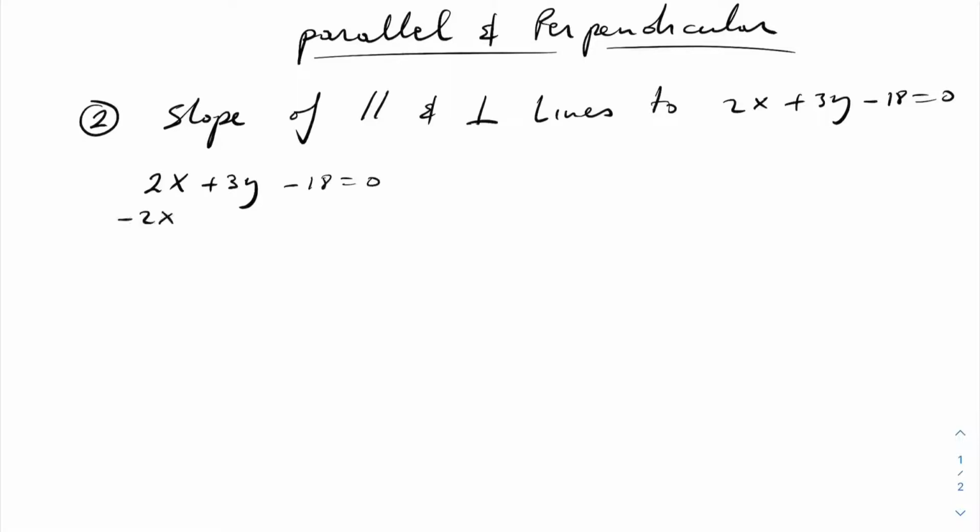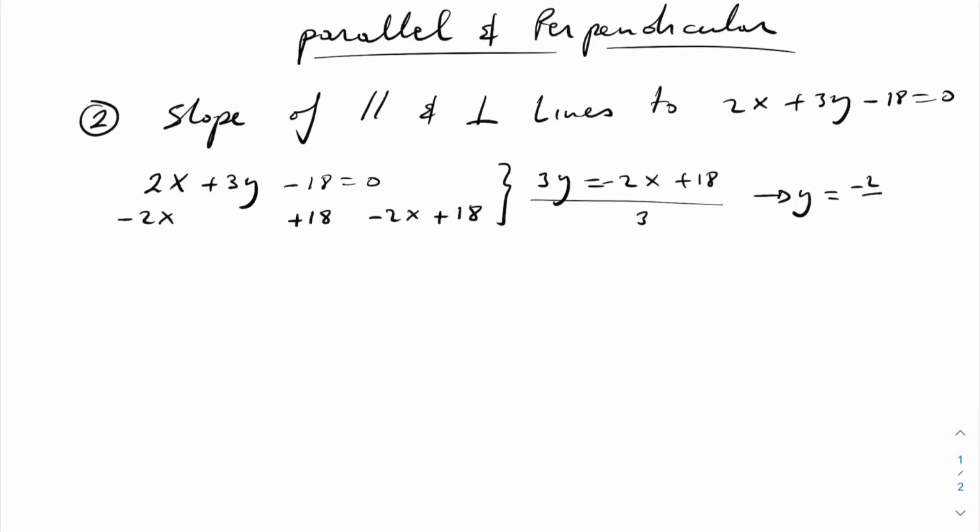So you're going to have 2x plus 3y minus 18 equals 0. And so subtracting 2x and adding 18 on both sides, we are going to get 3y equals -2x plus 18. And dividing the whole thing by 3 should give us y equals -2/3 x plus 6. And so with that being done, you should know now that this given line has a slope of m equals -2/3. And so the line that is parallel to this line would have a slope m1 equals -2/3 because parallel lines have the same direction, and so they have the same slope.